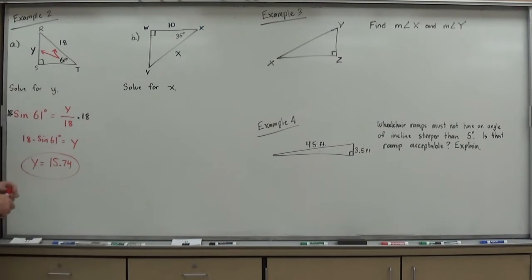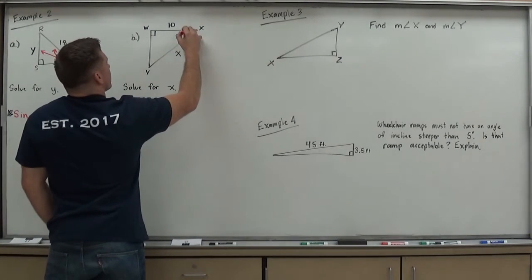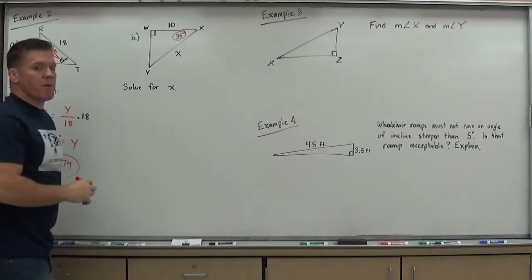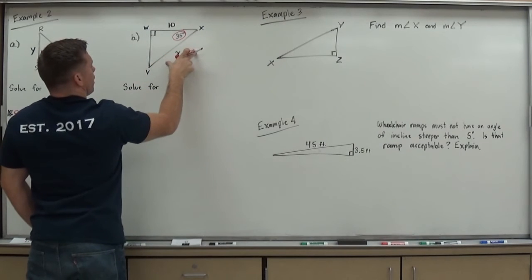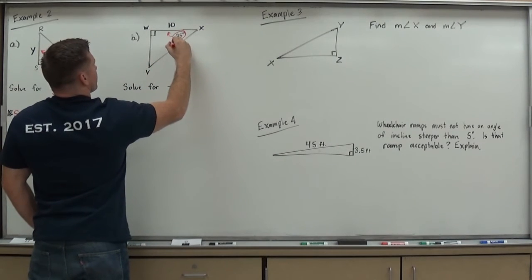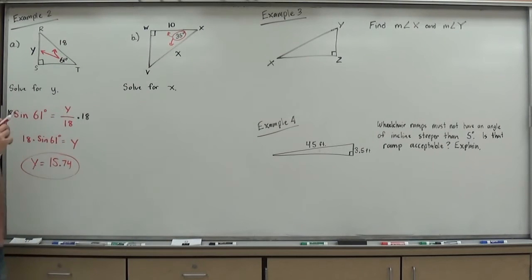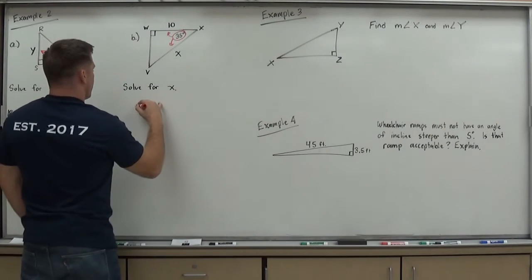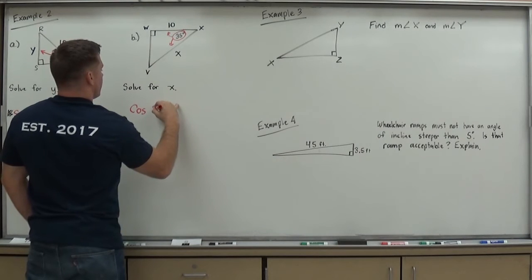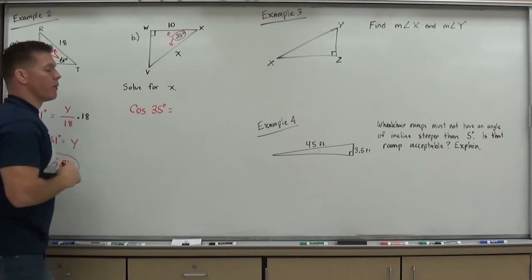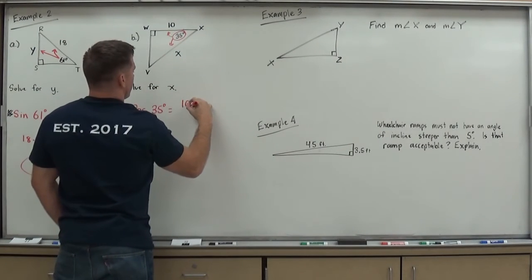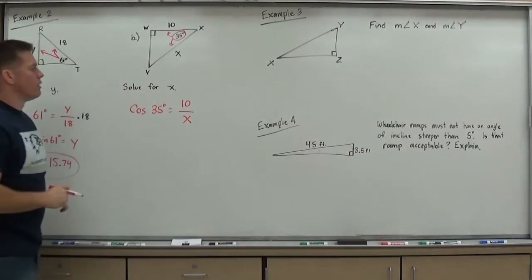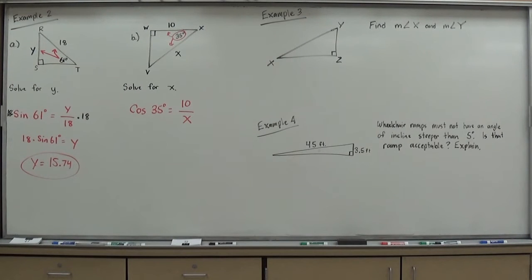Okay, let's take a look at the next one. This one says solve for x this time. The angle measure that they give me to work with is angle x, so that'll be my reference angle. It's the one I have a measure for. And what sides do I have? I have the adjacent side and I have the hypotenuse side. Adjacent, hypotenuse, that'd be cosine. So I'm going to use cosine of 35 degrees, and I'm going to set up my ratio. Adjacent over hypotenuse, so that's 10 over x. So the cosine of 35 equals 10 over x.